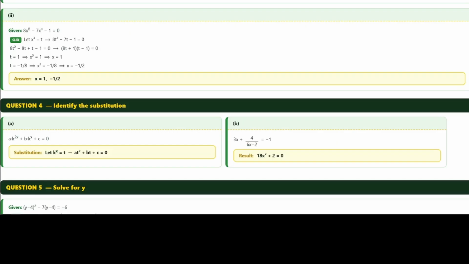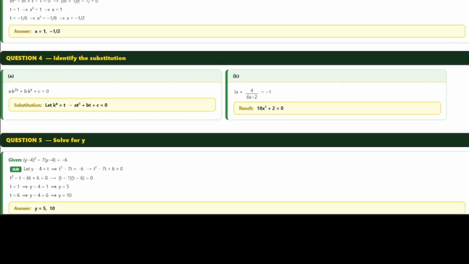It's simple. And then for the second part of question number 4, (3x + 4)/(6x - 2) = -1. It's very simple. You can take the denominator of 6x - 2 and multiply both of the sides with that. So the result is 18x^2 + 2 = 0. And do not forget to bring the minus 1 to the left side so it becomes positive 1.